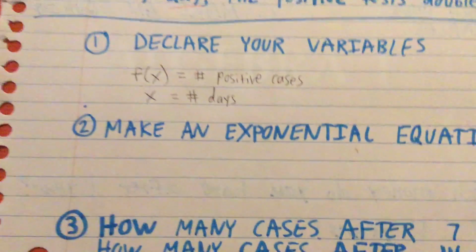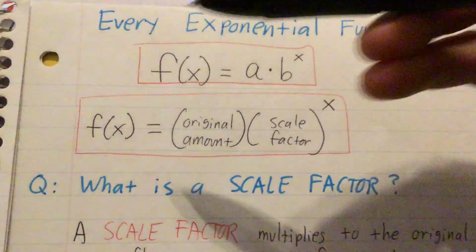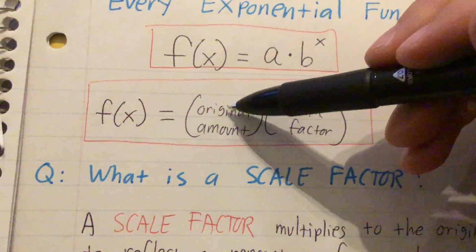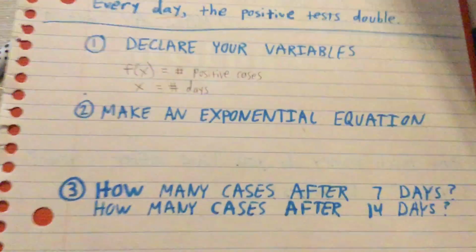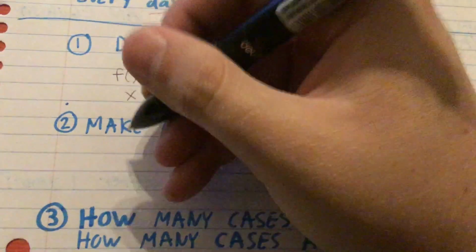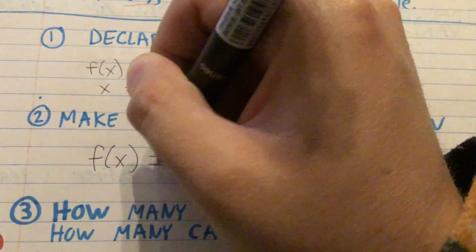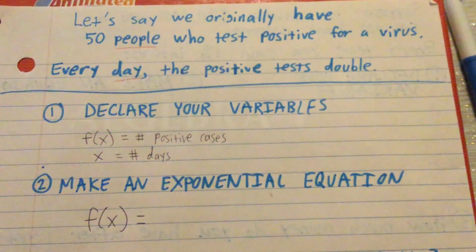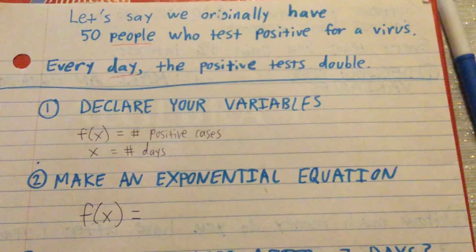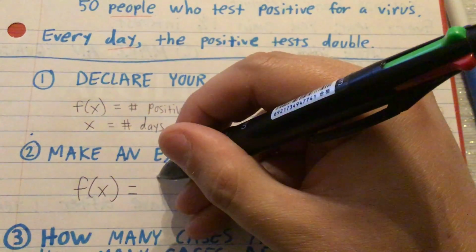Recall, I'm going to pull this back out, that every exponential function looks a little something like this. f of x is equal to an original amount times a scale factor to the x power. So f of x is our dependent variable. We have an original amount, so how many people originally tested positive for the virus? 50.